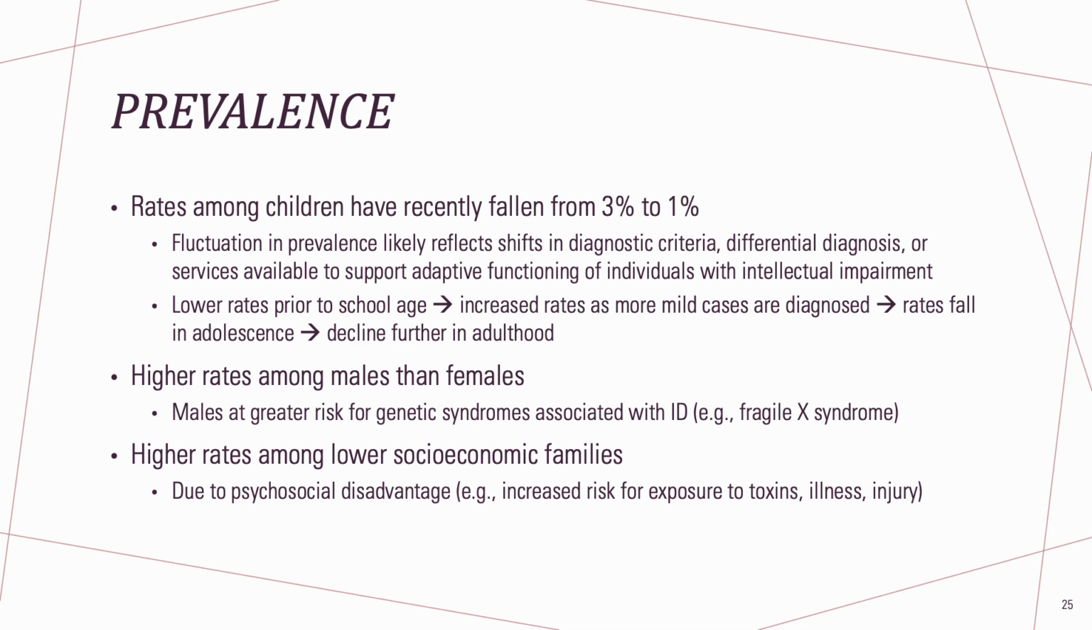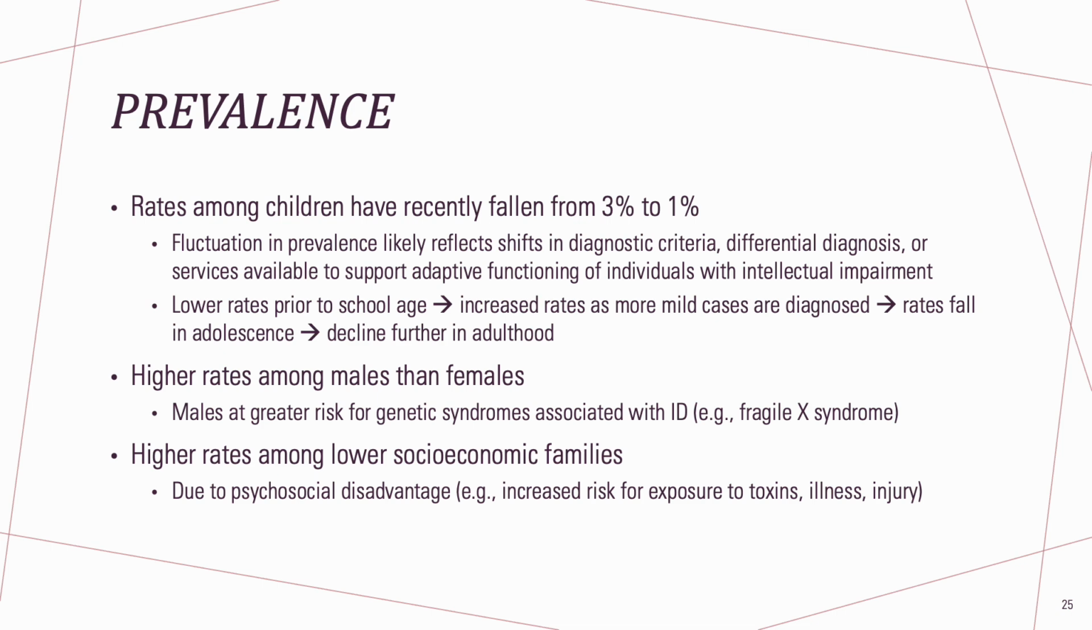In terms of what type of prevalence rates we see at different developmental stages, we tend to see lower rates prior to school age, and then increased rates as more mild cases get diagnosed, and then we see rates fall in adolescence and then decline further in adulthood.